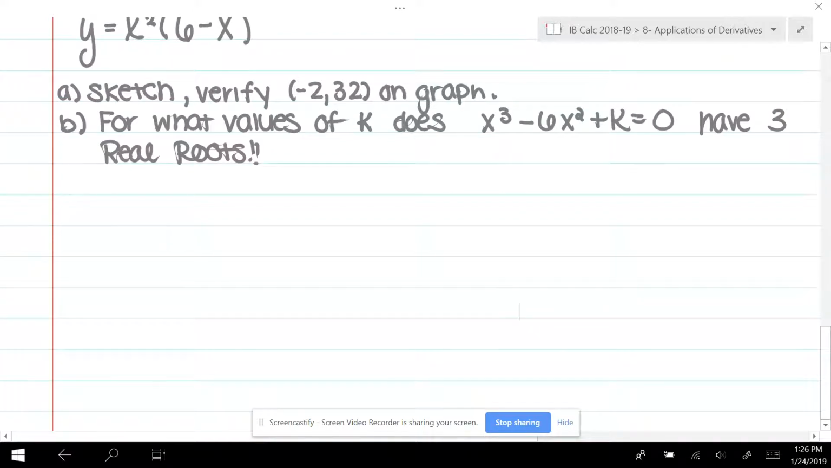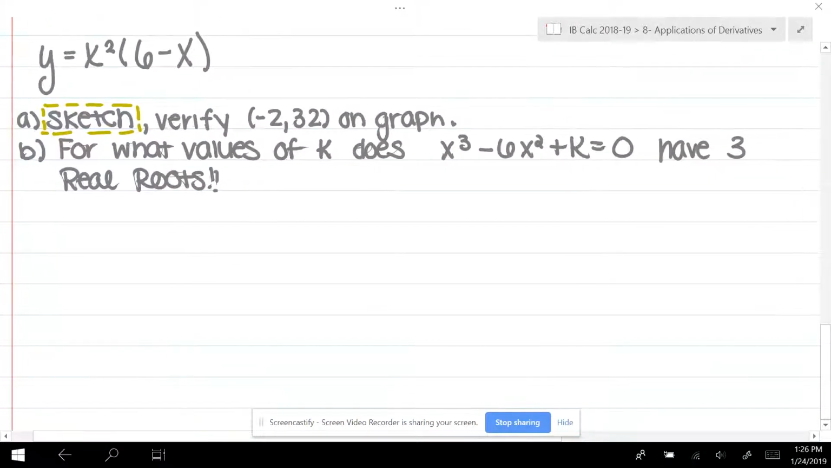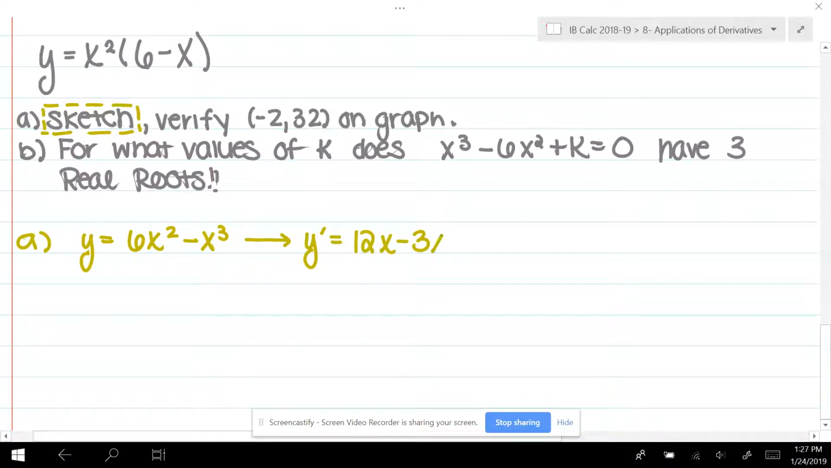All right. So, to sketch this guy, I didn't really go through this in the last video, so we're actually going to use calculus-based methods to sketch him. So for part A, my first thing, just like the question we did earlier, is I'm going to distribute that x squared in. So I've got 6x squared minus x to the third. My goal is to try to find where I have maximums and minimums. So I'm going to take the derivative. So that is 12x minus 3x squared.